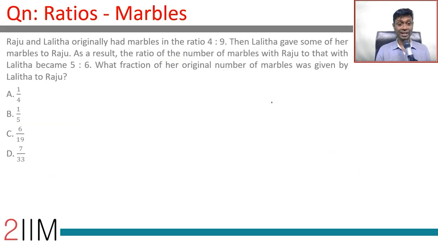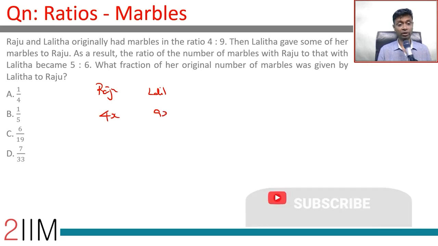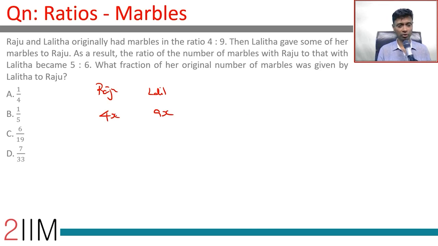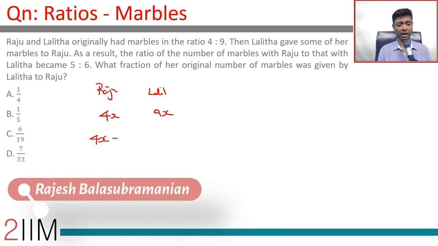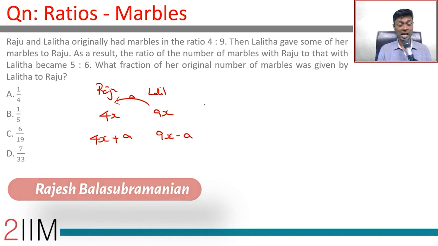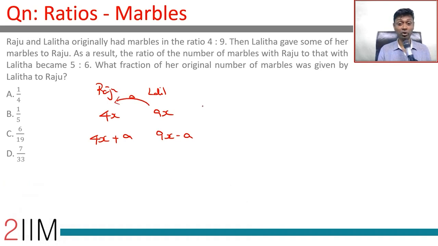Raju and Lalita originally had marbles in the ratio of 4:9. Raju, Lalita, 4:9, 4x, 9x. Then Lalita gave some of her marbles to Raju. That means Raju will end up having some more, Lalita will have some less. Let's say Lalita gives a marbles to Raju. As a result, the ratio of the number of marbles with Raju to that of Lalita becomes 5:6. What fraction of her original number of marbles was given by Lalita to Raju?